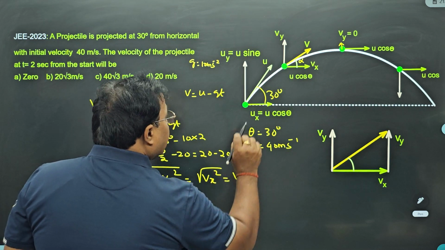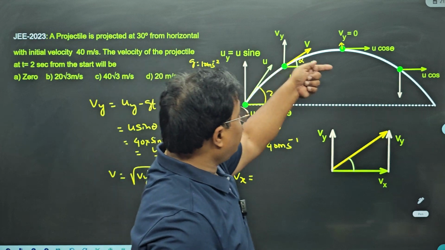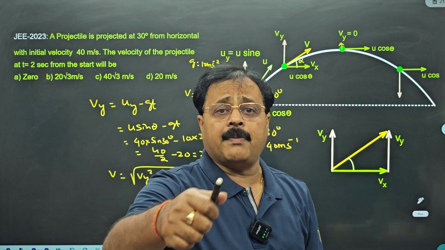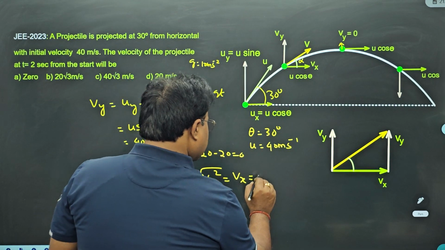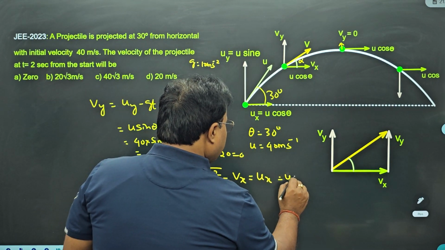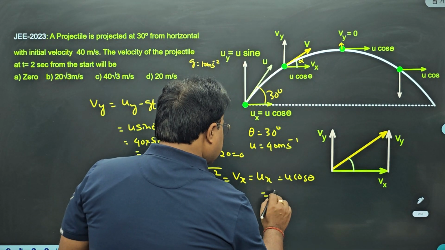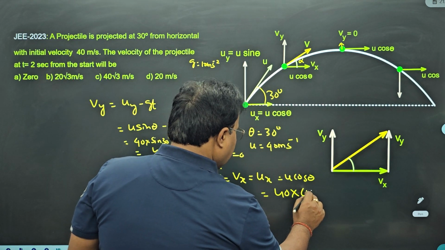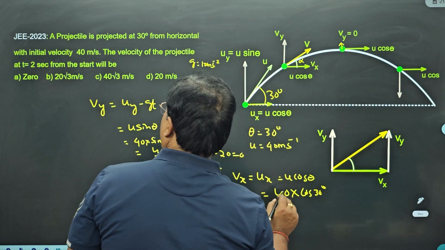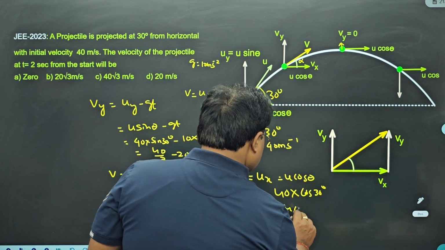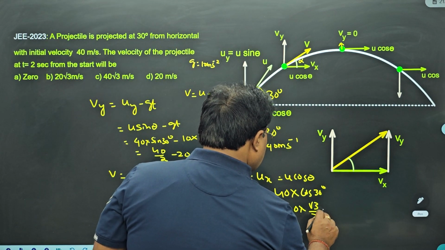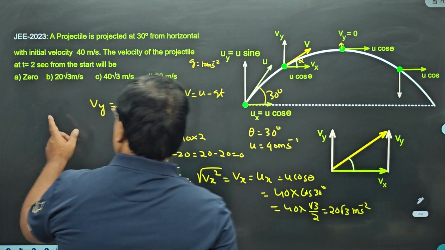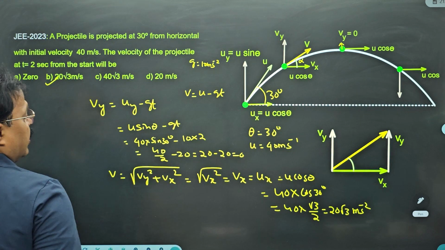What is Vx? The horizontal component of velocity at any point on the projectile motion is the same. It remains constant. So Vx is equal to ux, that is equal to u cos theta. What is u, my dear students? U is given as 40, and cos of 30 degree is root 3 by 2. So 40 cos 30 degree is equal to 20 root 3 meter per second. So which is the correct choice? B is the correct choice.